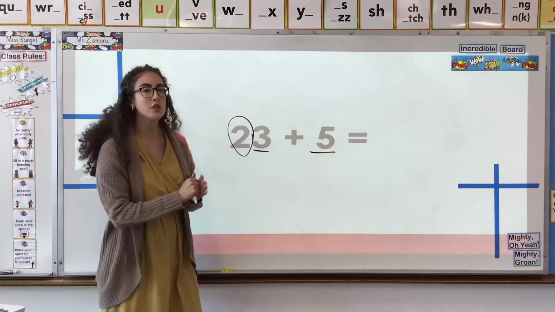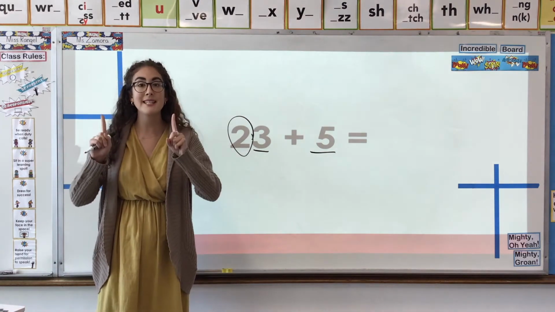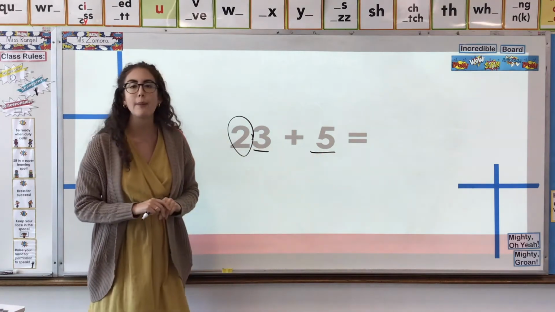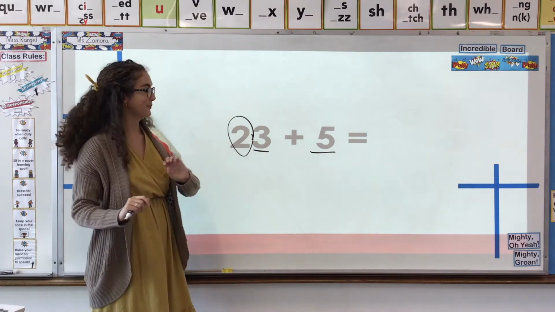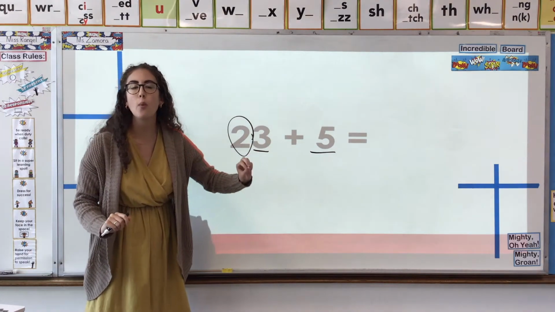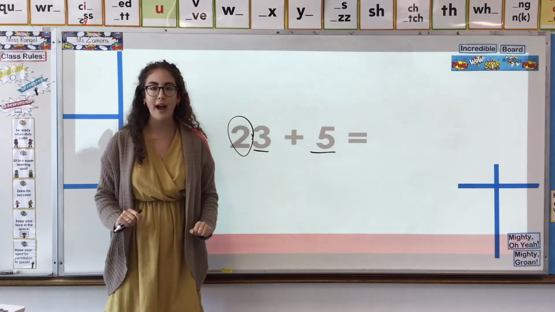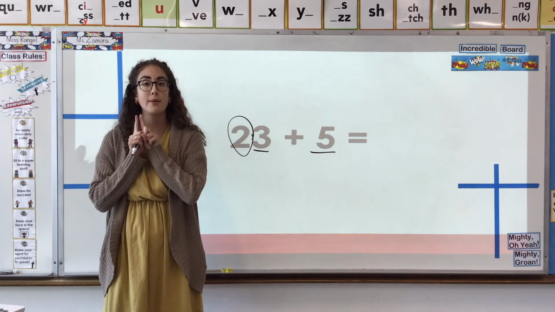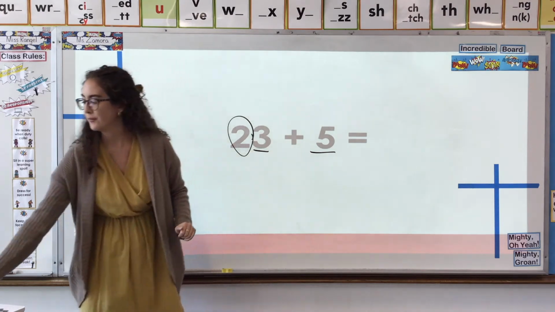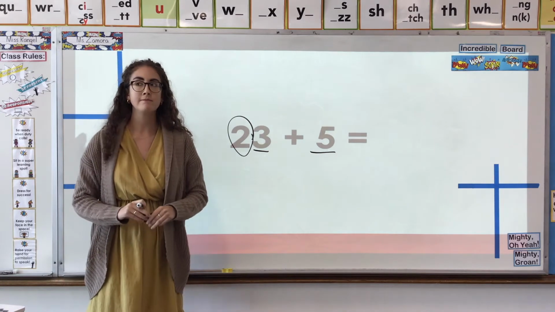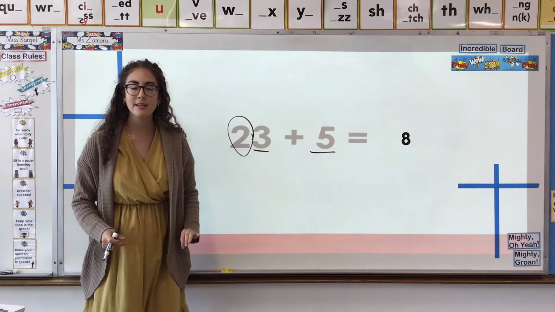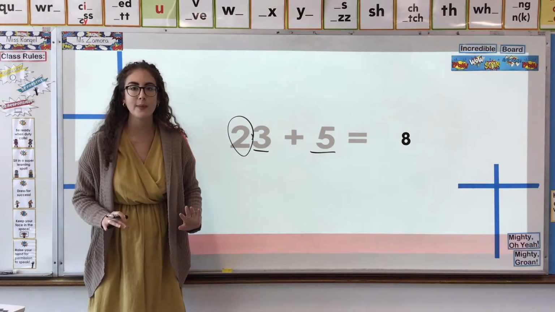Okay, so which two numbers are in the same place and therefore have similar value? The 3 and the 5, because they're both in the ones place. So we can add those numbers together. So Super Scholars, what is 3 plus 5? It is 8. So we have 8 in our ones place.